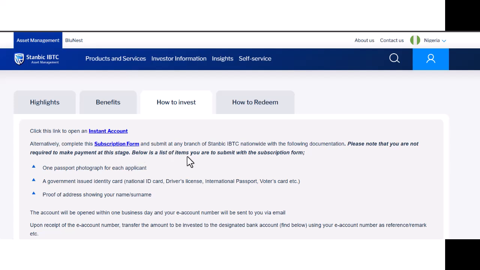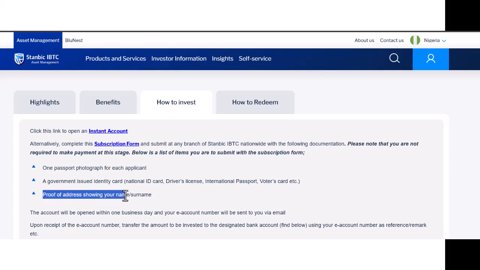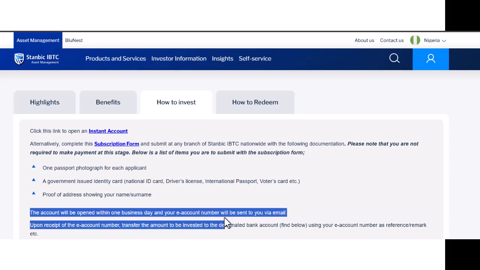Below is the list of items you are to submit with the subscription form. I'm going to check on the subscription form so you can check it out. Probably it's a PDF file. So one passport is required for each applicant, then a government-issued identity card: national ID card, driver's license, international passport, or voter's card. Then a proof of address showing your name, more like a NEPA bill or something like that. Then this account will be opened within one business day and your e-account number will be sent to you via email.